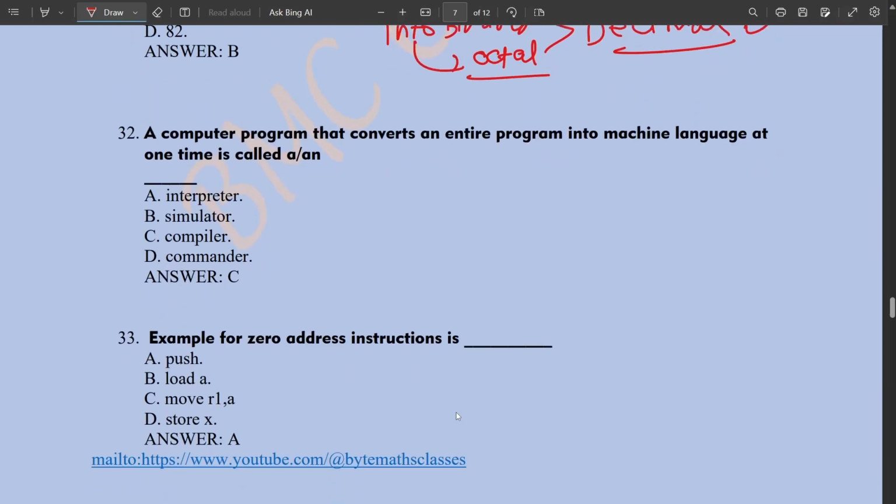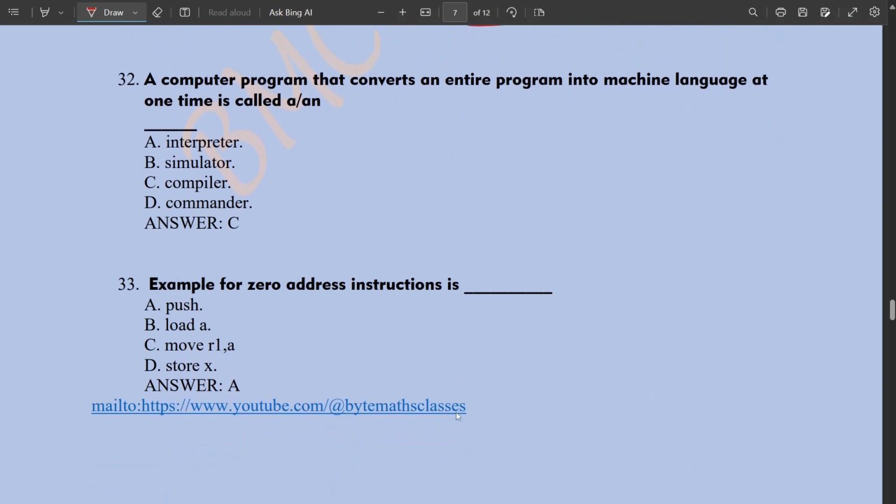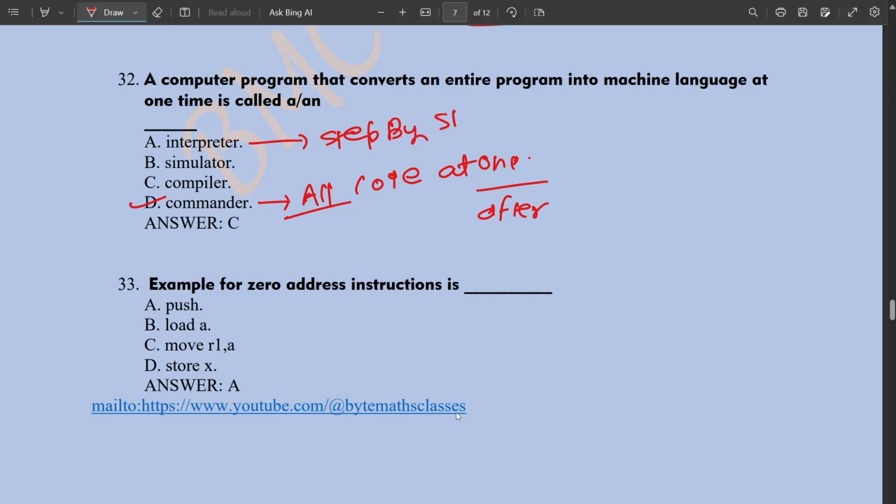Next, a computer program that converts an entire program into machine language at one time is called a compiler. A compiler translates all the commands, all the code at once after completing. Okay, an interpreter is a step by step translator.